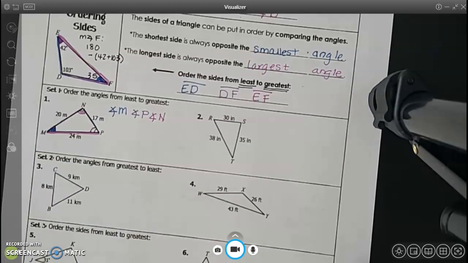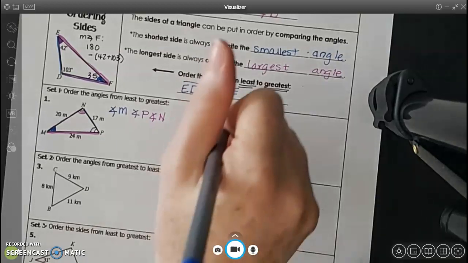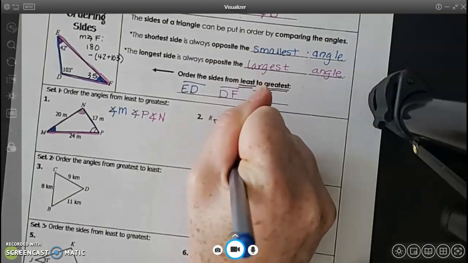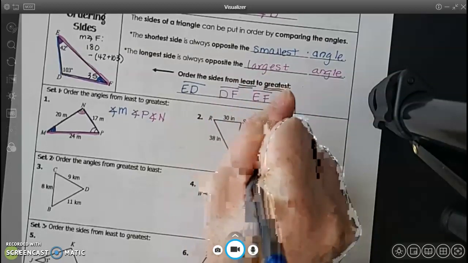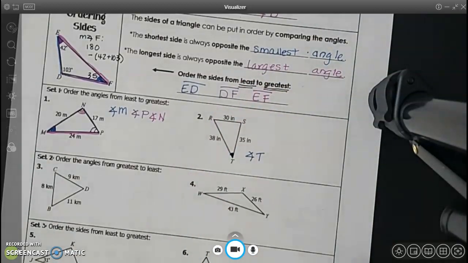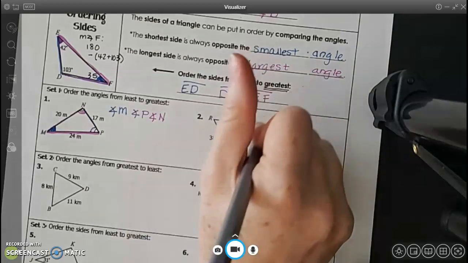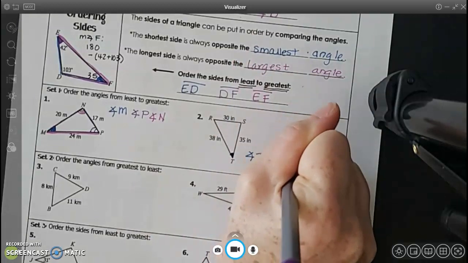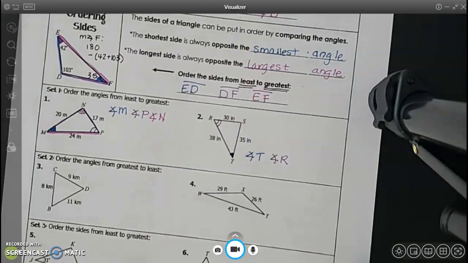Okay, for number 2. For number 2, the smallest side is 30, which means that the angle opposite of 30 is T. So angle T is the smallest. 35 would be next, and the angle opposite of side 35 is angle R. And 38 is the largest side, and the angle opposite of side 38 is angle S.